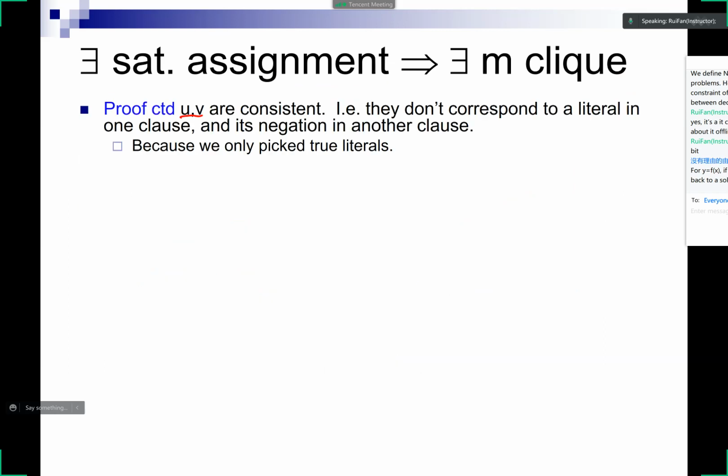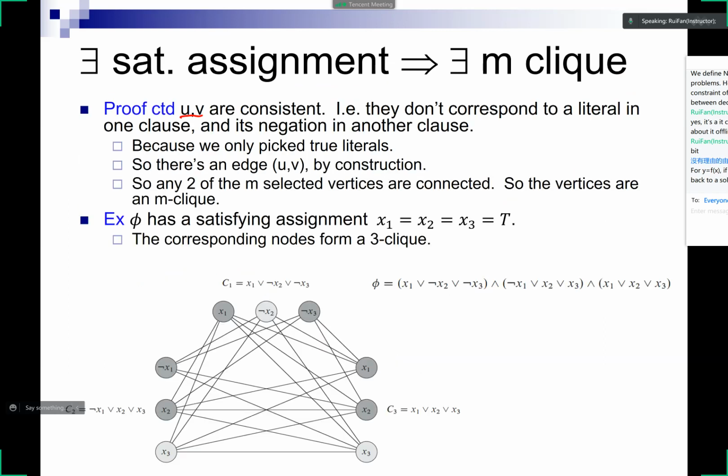Now, as a concrete example of this, we have this formula. This is a satisfiable formula, and one way to satisfy it is to just set x1, x2, x3 all to be true. If you set them to be true, then the first clause is going to be true, the second clause is going to be true, and the third clause is going to be true.